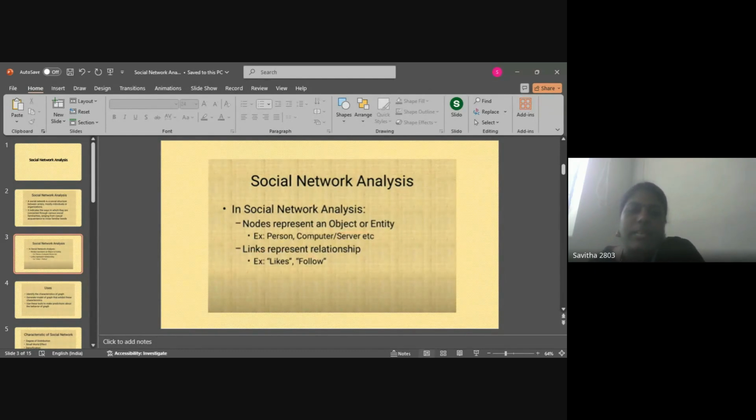So social network analysis means, in a graphical representation, the nodes represent the activity we are doing. That is, by which person or which computer or which machine we are performing the task, that is represented by nodes, and links are represented by the relationship details. So the relationship details will be represented like a link. Likes and follows are examples of links.